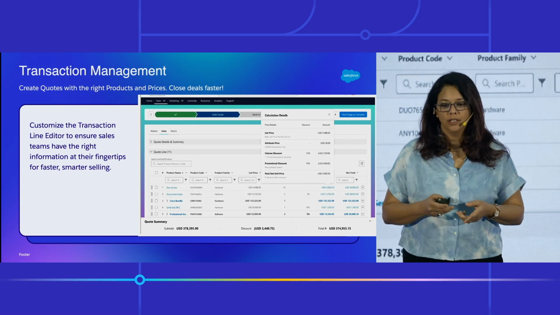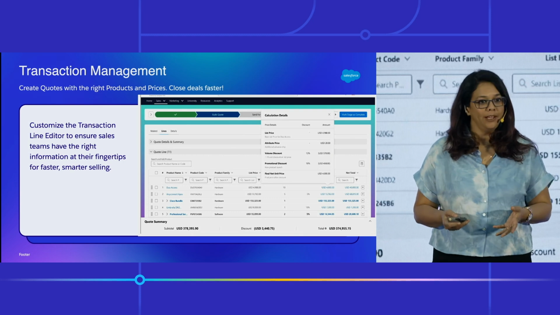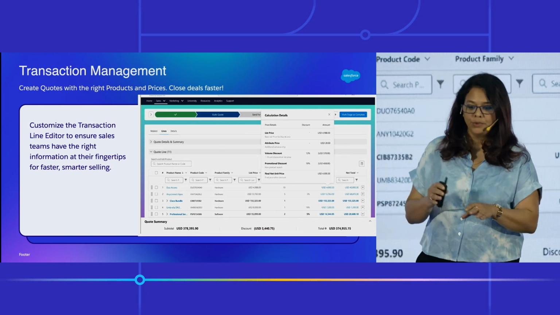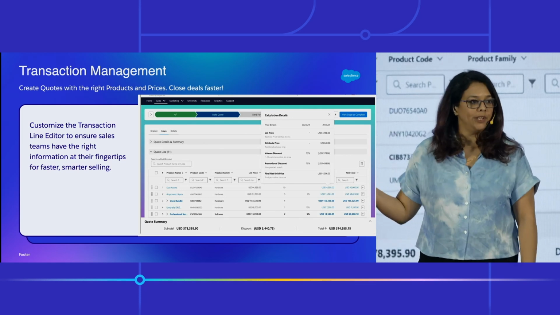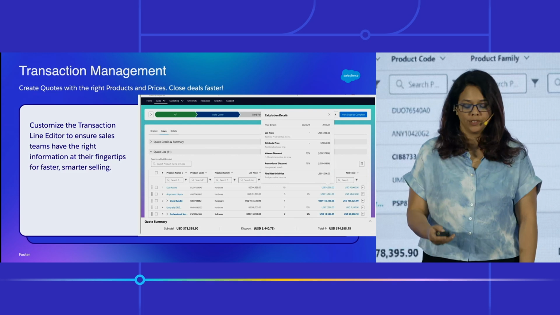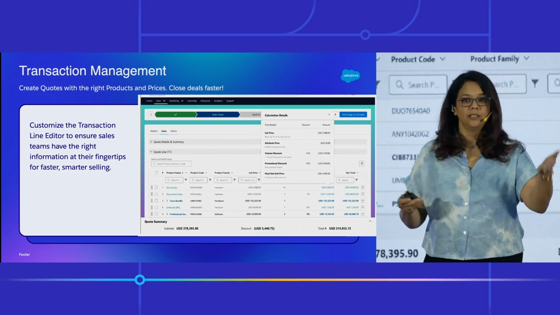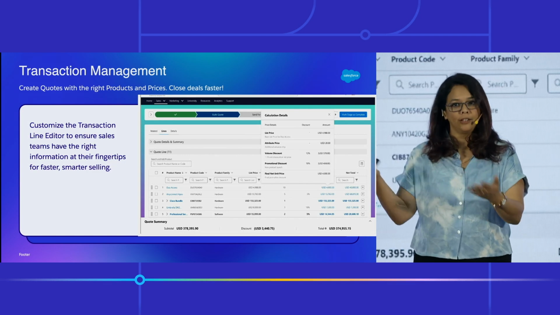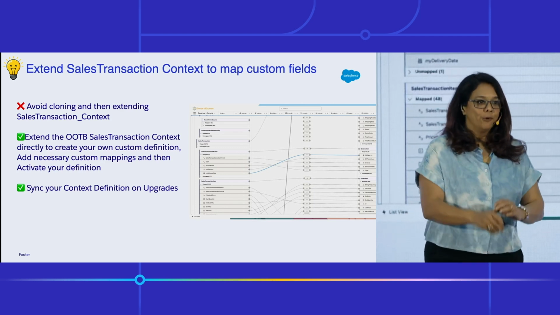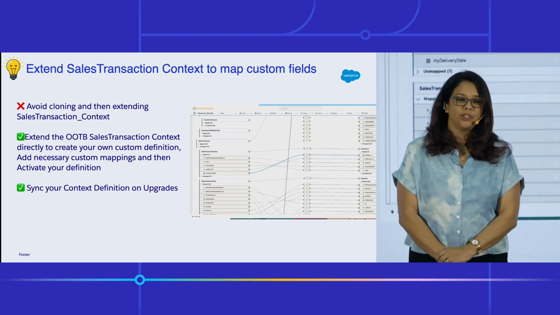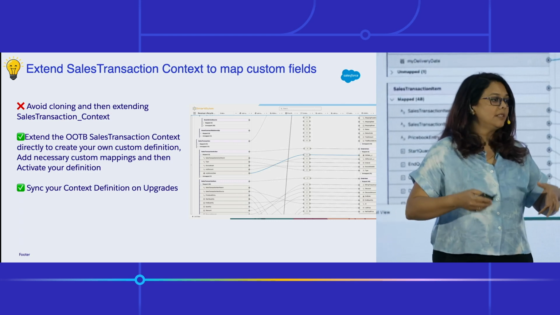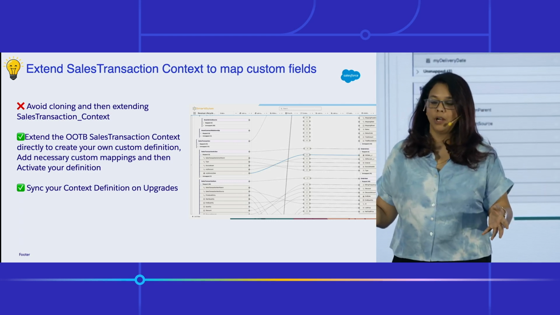The entire UI is a reimagined UI, and it's spreadsheet-like, so it is easy for the sales rep to use. And like you saw in the demo, you can configure, and you can see what the price would be for this, right? So you can customize the transaction line editor. If you add a custom field, you can bring that onto the transaction line editor as well. Now, a lot of folks who attended the booth also asked how to use the custom context services. Context service is used at the core of Revenue Cloud.